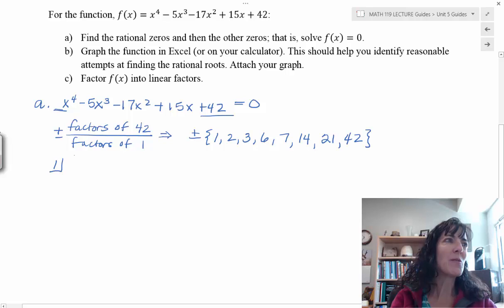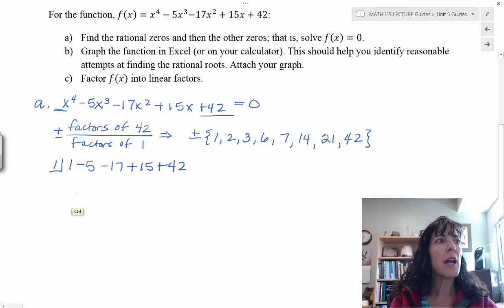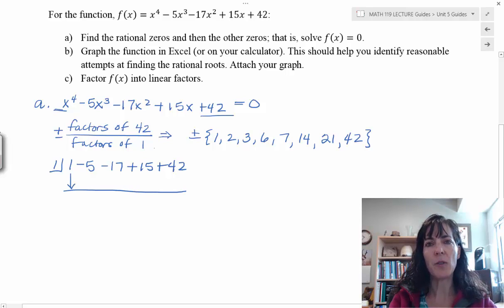So starting with a positive 1, look at all the coefficients for my polynomial. I have a 1, minus 5, minus 17, plus 15, plus 42. Remember, this is synthetic division, and it's a quick way to check if a factor works for a particular polynomial just by looking at all the coefficients. So first thing you do is bring down that 1, multiply 1 times the number in your box, which is a 1, and so that gives me a 1.